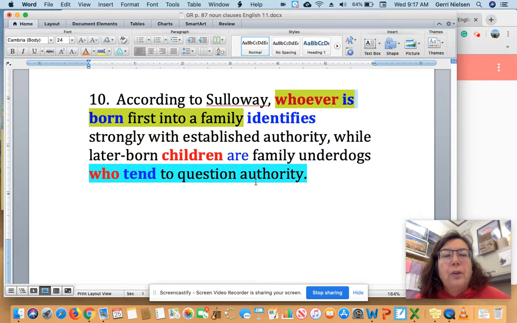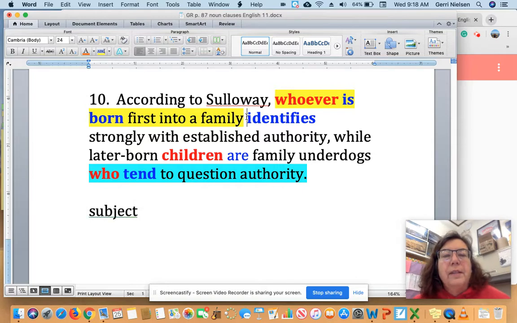Whoever is born first into a family. We've got our subject, whoever. We've got our verb, is born. And we've got some modifiers, describers there, first into a family. That person, whoever is born first into a family, that's your subject of the sentence. And he or she identifies. So in your yellow noun clause there, your yellow noun clause is the subject of the sentence.